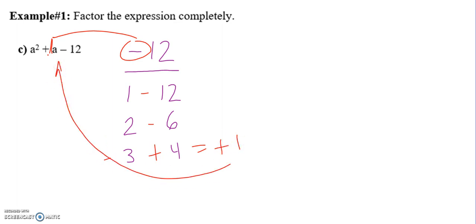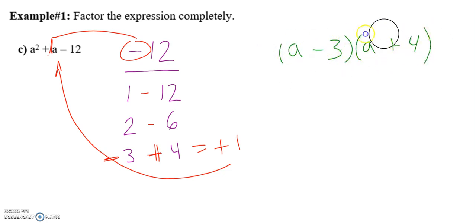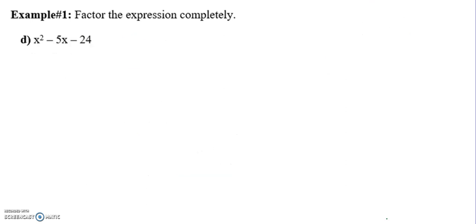So focusing on the signs is really important. I'm telling you, people are going to mess these up because they're not going to pay attention. So now I can fill this in. And again, you could check it simply. Negative 3 plus 4 is positive 1, and negative 3 times 4 is negative 12. All right, hopefully this is going okay for you. Last example, and then I'll let you try some of your own.